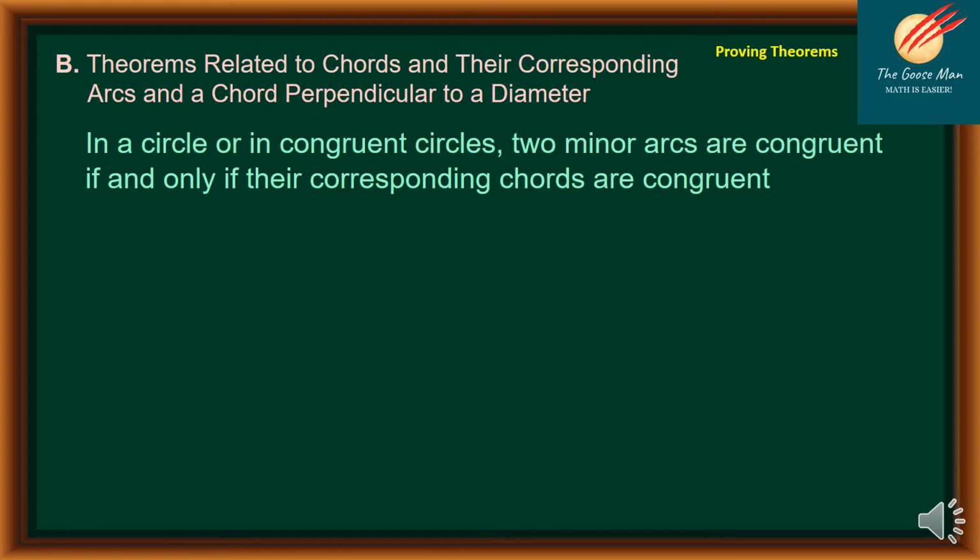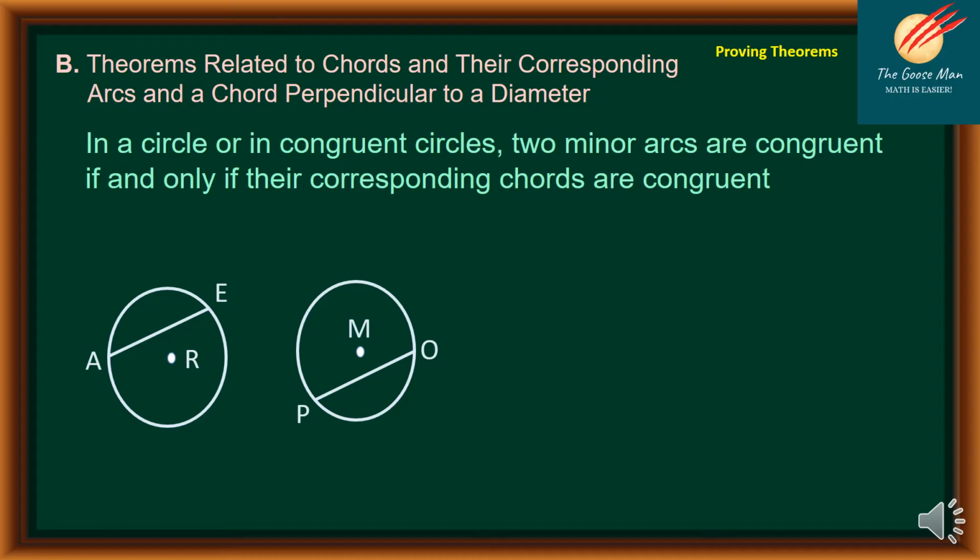In a circle or in congruent circles, two minor arcs are congruent if and only if the corresponding chords are congruent. So let's consider the following two circles, circle R and circle M. Given that circle R is congruent to circle M and chord AE is congruent to chord OP, we would like to prove that arc AE is congruent to arc OP.